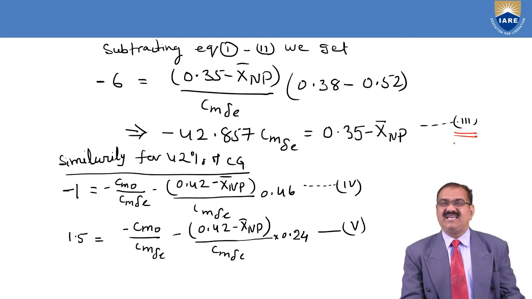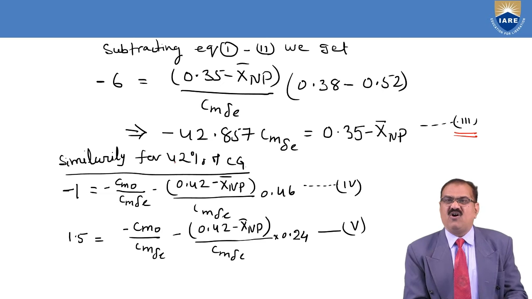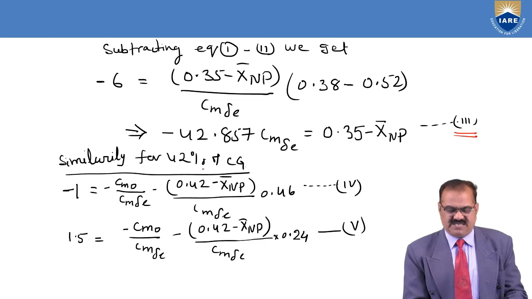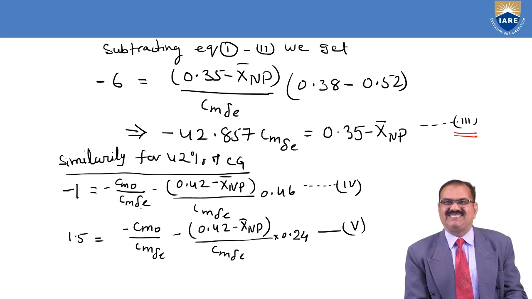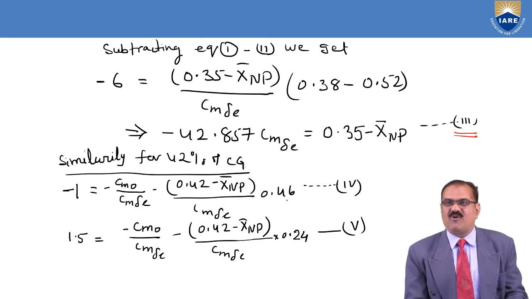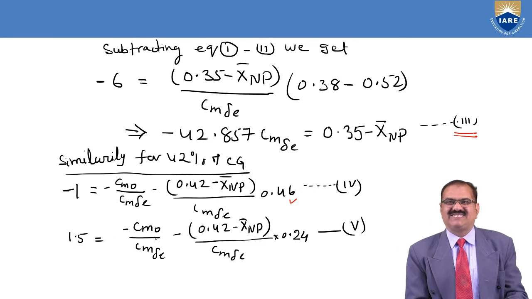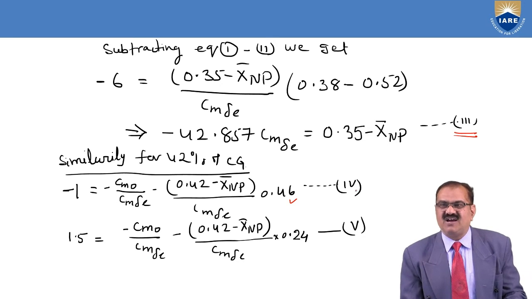Now similarly for the 42% CG, since that was for 35% of the CG. The location of the center of gravity of the aircraft is now 42%. So here it is given minus 1 delta E equals minus Cm naught by Cm delta E minus 0.42 minus X bar NP divided by Cm delta E, into 0.46. These are all given. Here also, for downward 1.5 degrees, minus Cm naught by Cm delta E minus 0.42 minus XNP by Cm delta E. These are equations 4 and 5.